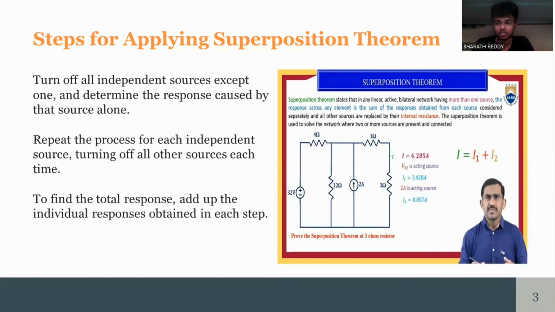Steps for applying superposition theorem. Turn off all independent sources except one and determine the response caused by the source alone. Repeat the process for each independent source, turning off all other sources each time. To find total response, add up the individual responses obtained in each step.